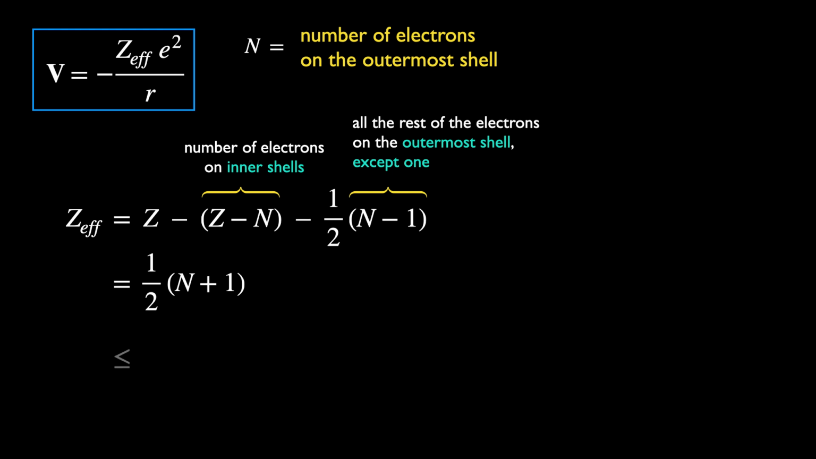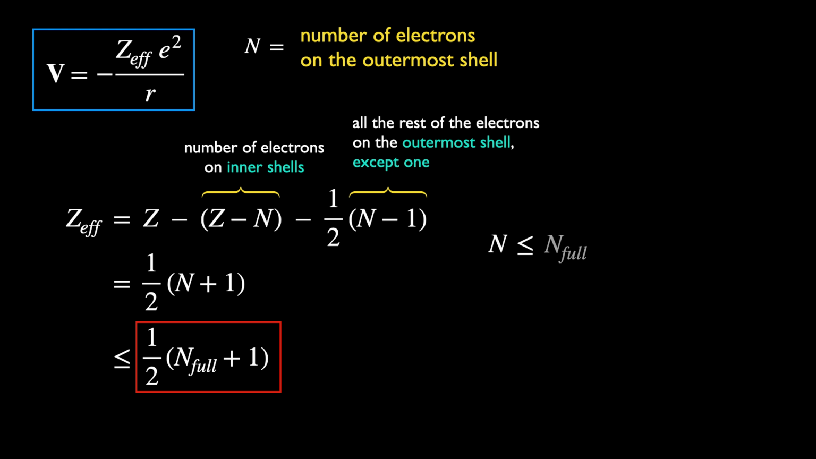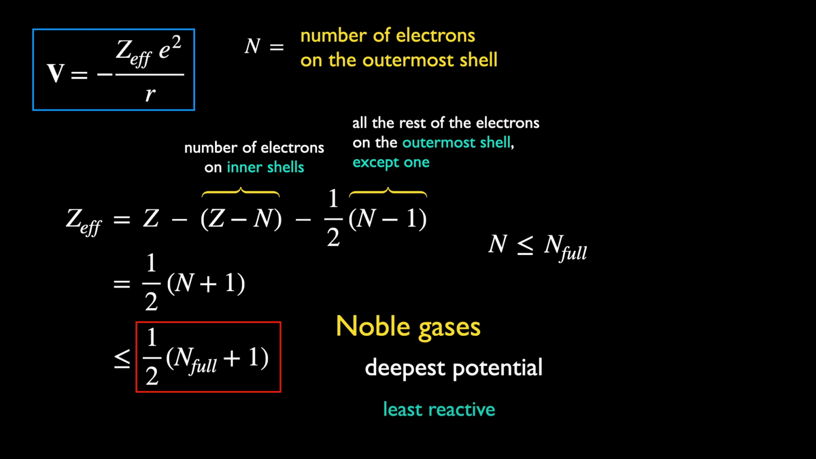The effective Z reaches its maximum value when the outermost shell is completely filled. N full is the number of electrons it takes to do so. We can see that the potential experienced by an electron in the outermost shell is the deepest when the shell is full. This is the case for the noble gases, which is why they are the least reactive. Their outermost electrons are the most tightly bound to the nucleus, and therefore cannot engage in electron sharing, which is required for 2 elements to bind together to form compounds.